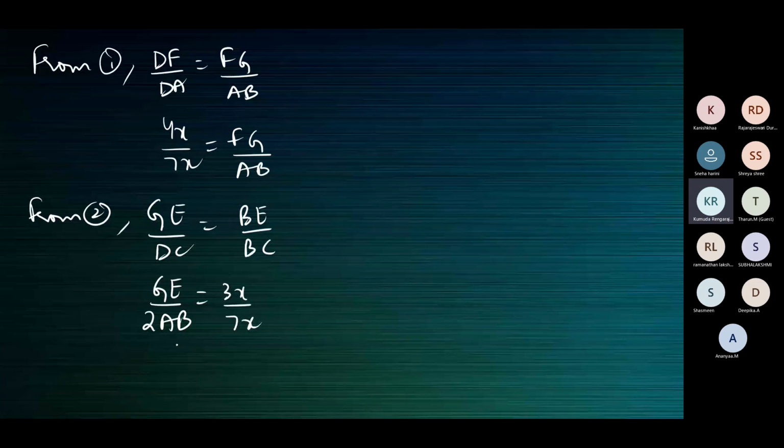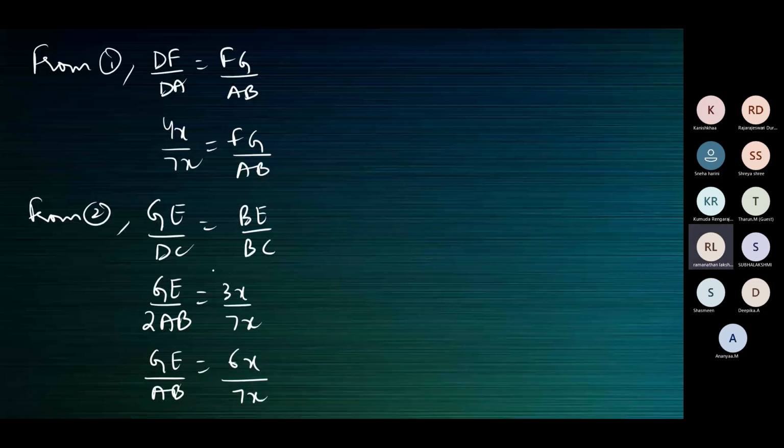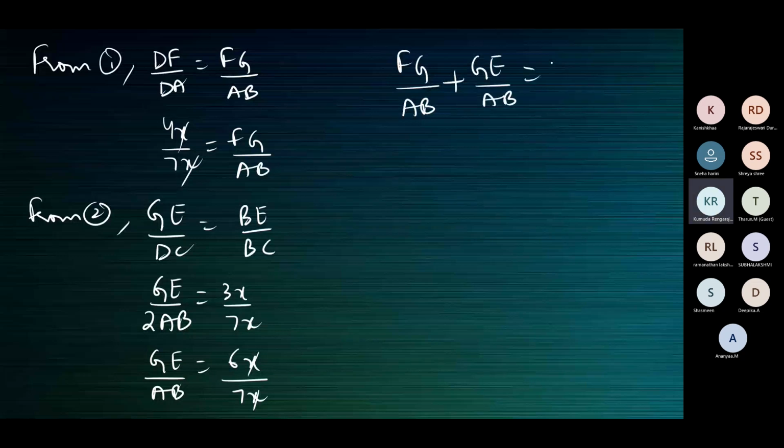Now take this 2 here. So it will become GE by AB is equal to 6x by 7x. Yes or no, children? Yes, ma'am. Okay, so this will get cancelled. So you have FG by AB is 4 by 7 and GE by AB is equal to 6 by 7. Now add these two. FG by AB plus GE by AB is equal to 4 by 7 plus 6 by 7.